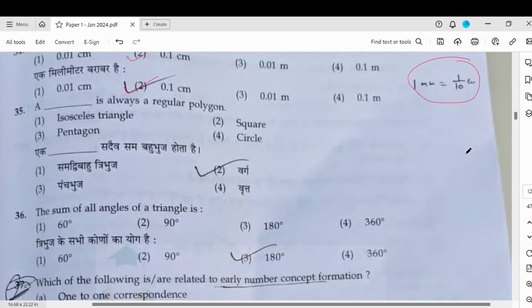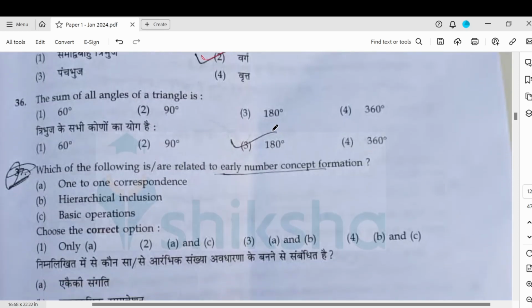Okay. A dash is always a regular polygon. So a square is a regular polygon. A regular polygon is a polygon where the sides are equal and angles are equal. So you will have square as a regular polygon. The sum of all angles of a triangle. I think this is something which you would have learned right in primary, 180 degrees. So this was quite a simple paper actually.